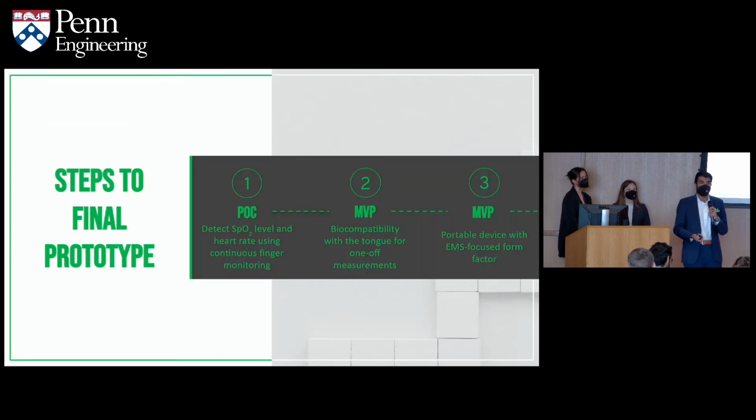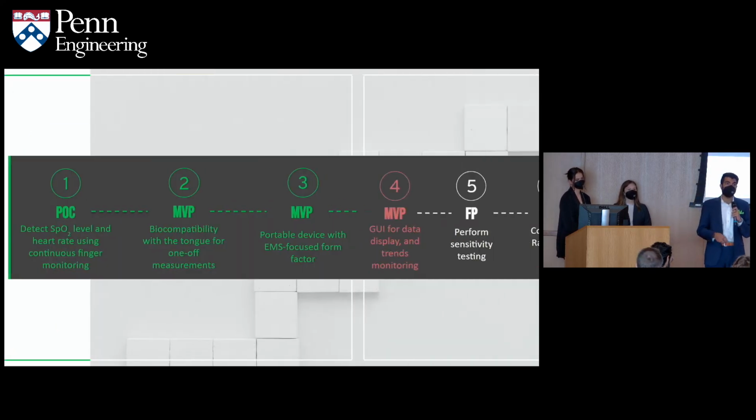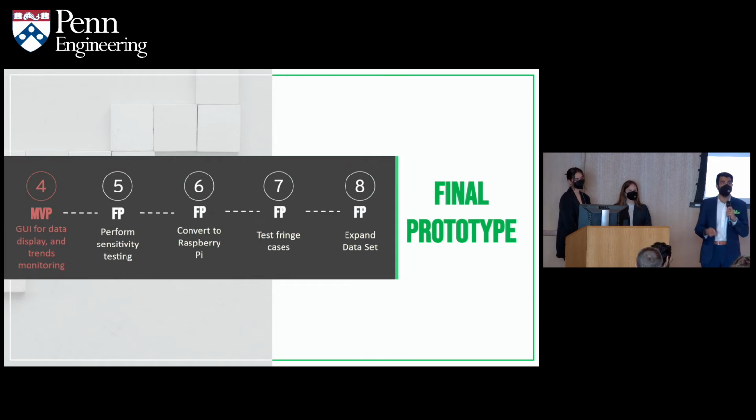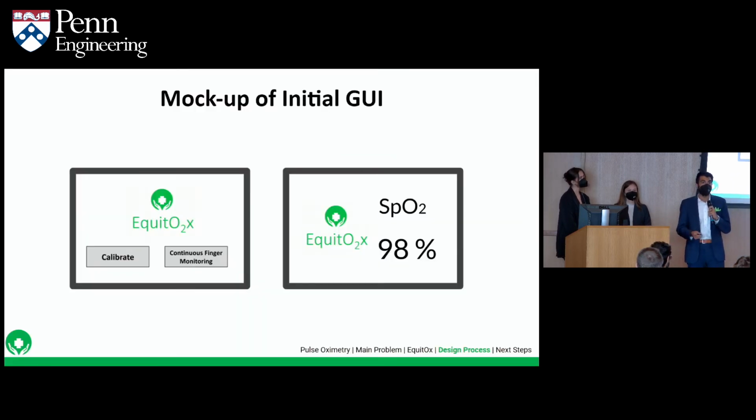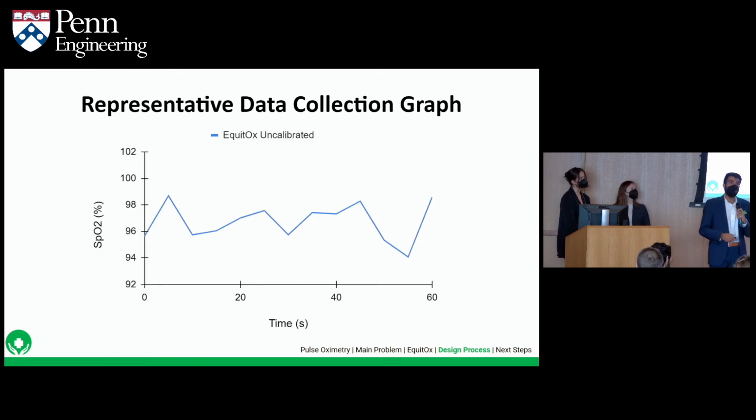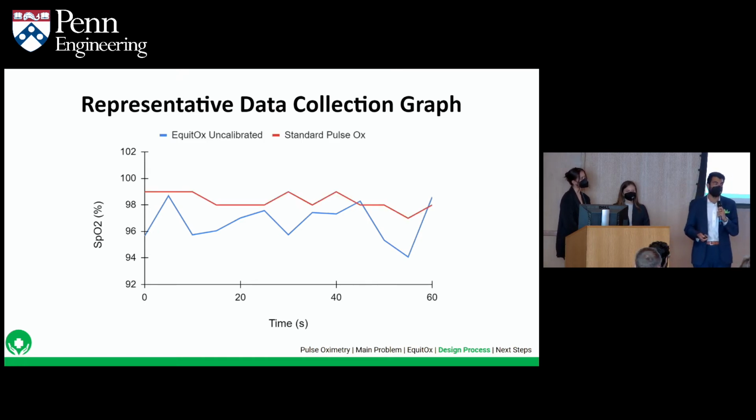And as we move forward from these physical factors, we move towards that software side, developing an initial GUI in order to have that interfacing with the device. We were additionally able, upon this level, to move towards more of a trends monitoring and statistical analysis. Here showing an uncalibrated measurement from the pulse oximeter, we're able to see that it's pretty high variance, especially compared to the standard that we're measuring against.